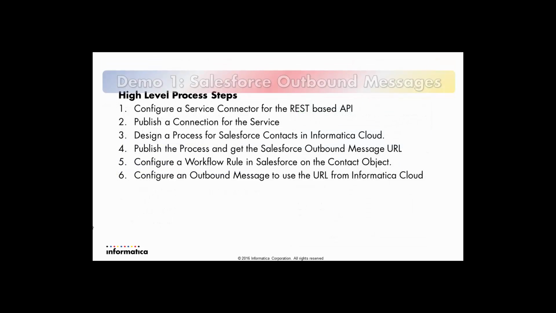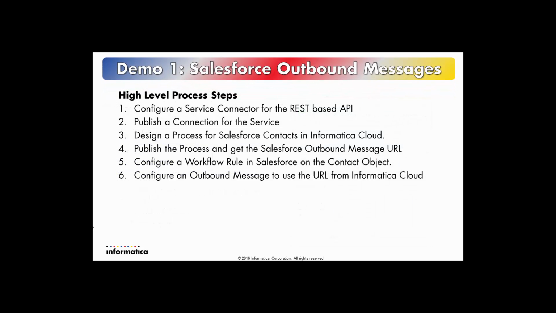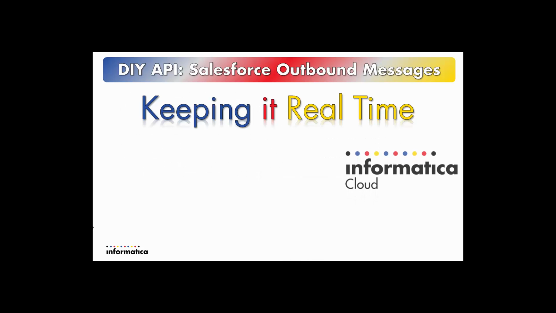So here's going to be our high-level process steps for this. We're going to configure a service connector for the REST-based API, and we're going to publish a connection for this service with our authentication key that we got from Mashape. We're going to design a process in the Informatica Cloud Process Designer for Salesforce contacts that's going to handle the validation and contain the business logic that's going to create the tasks and such for our users. We're going to publish that process and get a URL, and we're going to use that URL inside of an outbound message, which will be called from a workflow rule that we'll first configure in Salesforce, with some criteria about when we should be calling this service. So let's go ahead and get started with this demo.